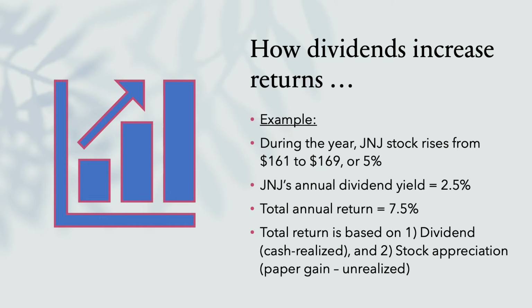But I can't forget that Johnson & Johnson also has a high-paying annual dividend yield. So that's a 2.5% increase to my portfolio. So I'm really getting a total annual return of 7.5%. So my total return is really based off of the dividend and the stock appreciation. Now, dividend is my cash realized, meaning it's money that I have actually put in my pocket. Stock appreciation is the paper gain, unrealized, meaning that I haven't sold the stock, so I haven't realized the gain yet.